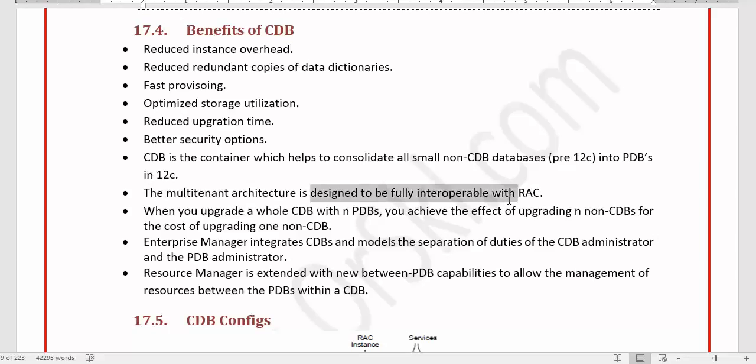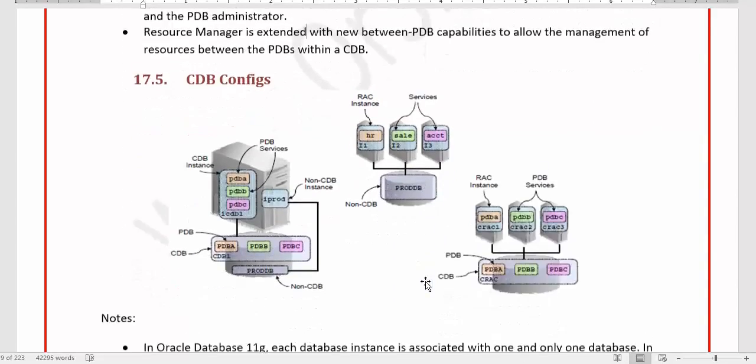So it is interoperable with RAC. So it can also work with RAC, with multiple pluggable databases. There will be a RAC course also which will be coming up for 12c. You can see that there. When you upgrade the whole database with n PDBs, you achieve efficient upgrade. So that is what I said. Enterprise Manager will be fine and Resource Manager is extended between the PDBs as well. Resource Manager is something that we did not discuss.